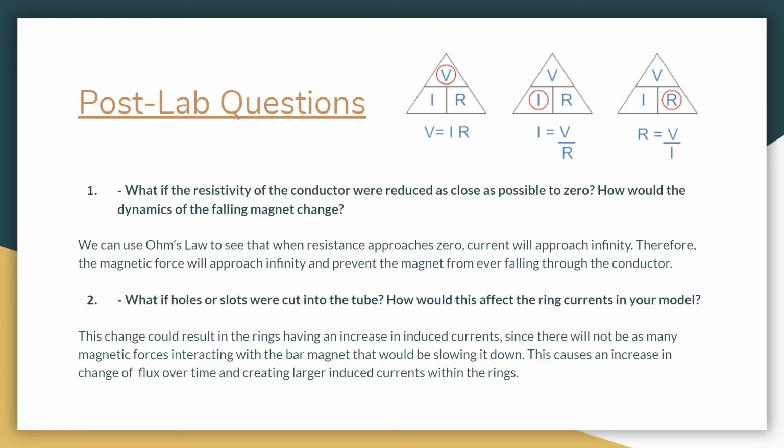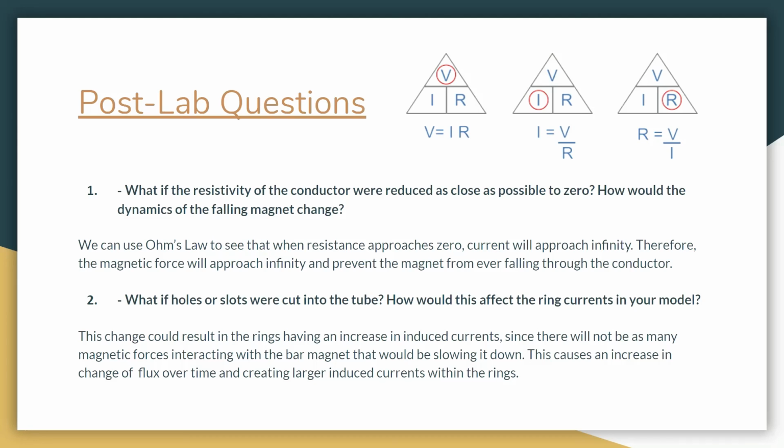For question 2, what if holes or slots were cut into the tube, and how would this affect the ring's currents in your model? Here I kind of had to make an educated guess. My way of thinking was that there are going to be fewer rings, and therefore less magnetic force acting upon the bar magnet as it flows through the conductor. So maybe the bar magnet is able to fall faster through the conductor, since there aren't as many forces acting upon it anymore.